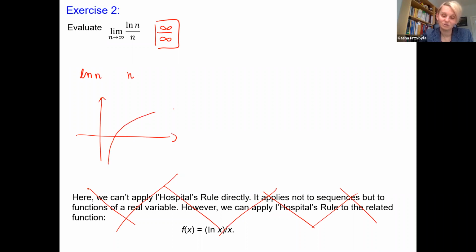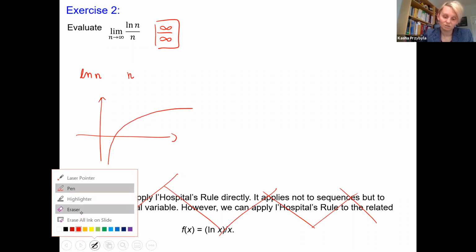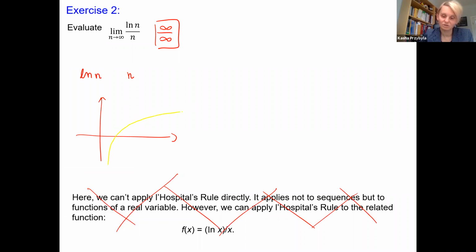This is natural log. Actually, let me use the yellow. That's natural log, and that's the x, that's ln of x. Of course, x, the linear function, grows much faster. If the denominator is winning, the answer is 0.